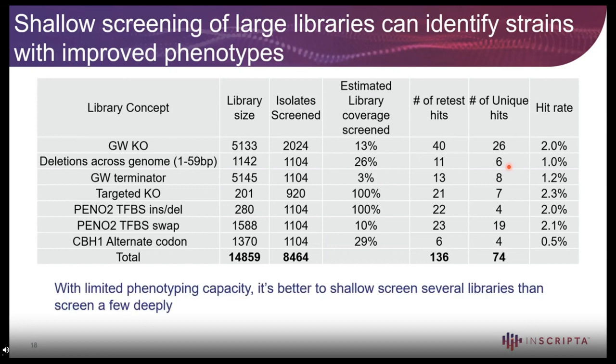And I think an important point that I want to make as well is that with limited phenotyping capacity, it's better to shallow screen several libraries than screen a few very deeply. The idea behind this concept is that each one of these libraries is testing out a different strategy, a different way of improving CBH1 expression. And it's far better to screen a lot of different libraries at a shallow depth with limited phenotype capacity than to screen a few of these concepts at very deep depth, because screening more libraries allows you to explore lots of different concepts and lots of different diversity for improving the expression of your heterologous protein.